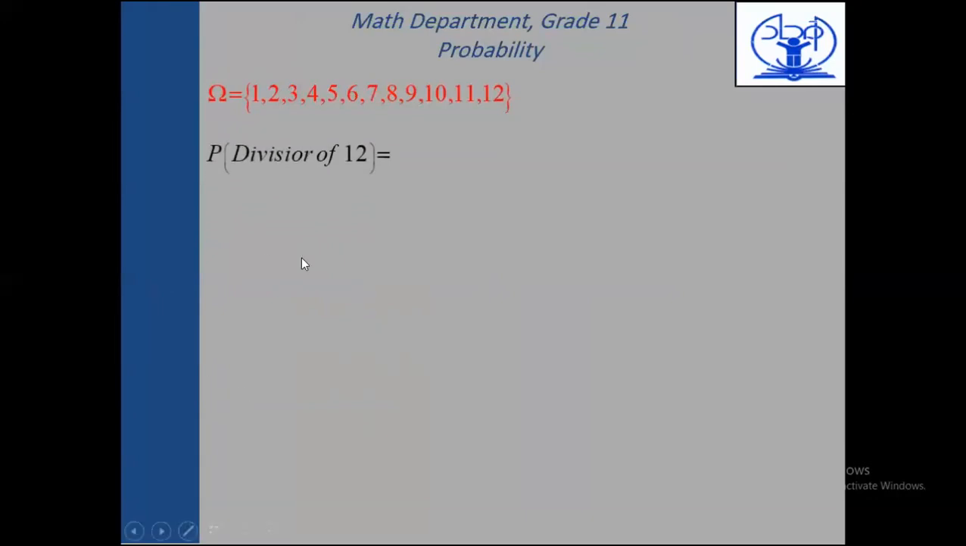What's the probability of getting a divisor of 12? The divisors of 12 are 1, 2, 3, 4, 6, and 12. So the answer is 6/12, half. What's the probability of getting an even number and a multiple of 3? This means intersection. The numbers that satisfy both are 6 and 12, and the probability is 2/12.